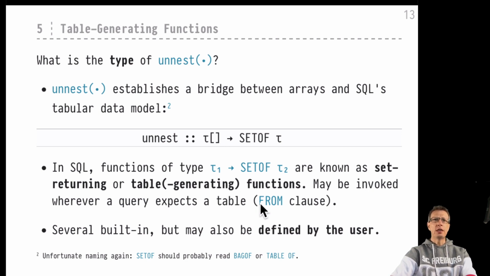All right, several of these set returning or table generating functions are already built into any SQL dialect of any database system that you are going to use. Several are built into PostgreSQL, and we will have a look at a selection of them, so you get the impression of what's going on there. But we could also define our own set returning function. That's really a powerful thing. Here and there, this might pop up in the rest of the course.